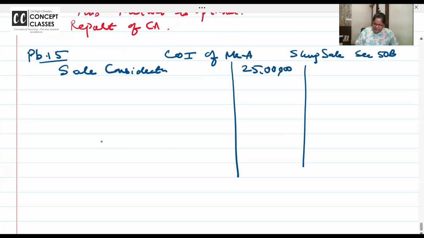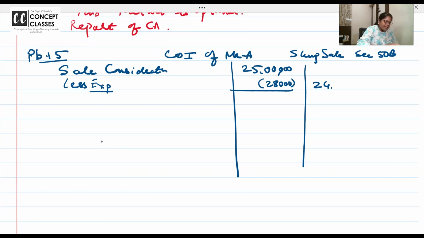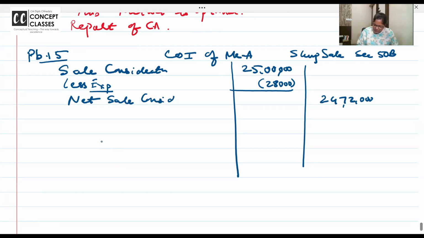25 lakhs less expenses 28,000. How much is it coming to? 25 lakhs minus 28,000, 24,72,000. We write it down and call it net sale consideration after expenses, minus what you have to minus, net worth.